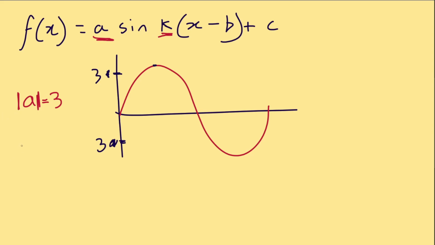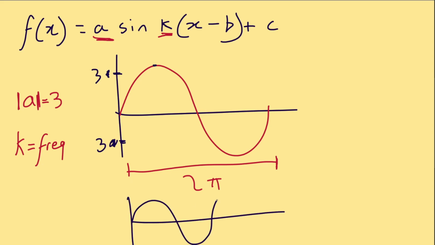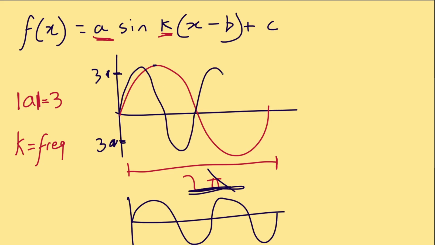Next we have K, which is frequency. And frequency is pretty simple. Remember how the period is 2 pi? Frequency is basically how many times your graph repeats itself in this period. So if it repeats itself twice within 2 pi, so let's draw one here. That means the frequency is 2. It's 2 times faster than a wave that completes its cycle once in 2 pi.